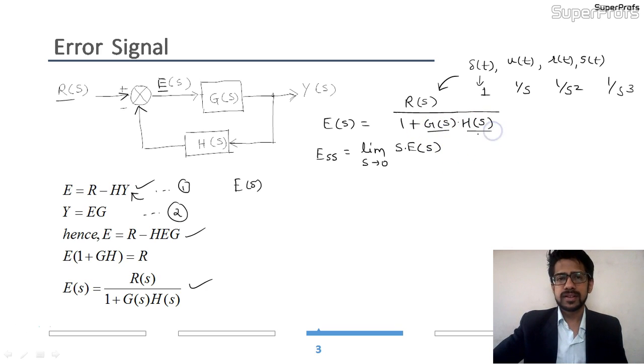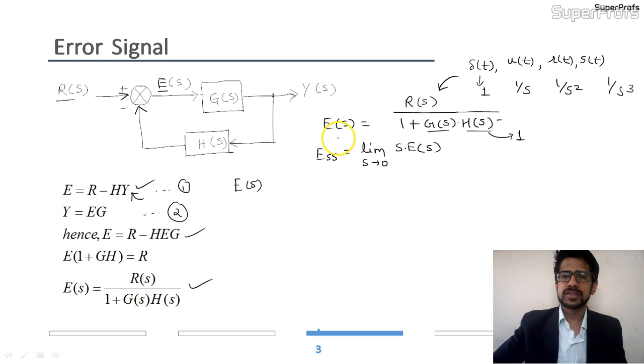G of s, h of s is nothing but the closed loop transfer function. So just imagine h of s is equal to 1. So if h of s is equal to 1, we just have g of s in the denominator, and g of s is nothing but the open loop transfer function of the system. So ignoring this feedback, if this is 1, we'll just have g of s going from e of s to y of s. So g of s is nothing but the open loop block or open loop transfer function.